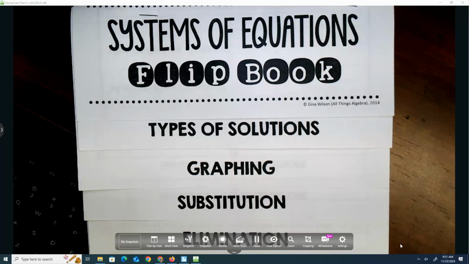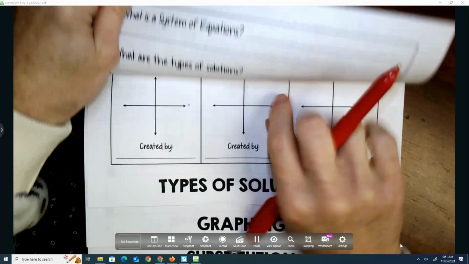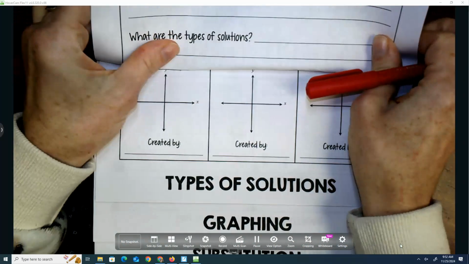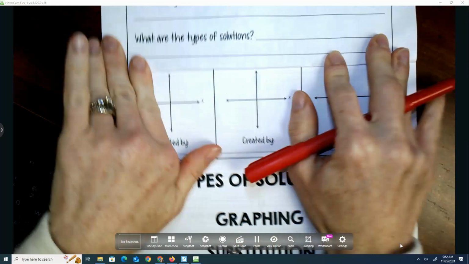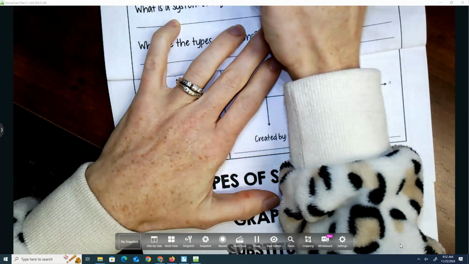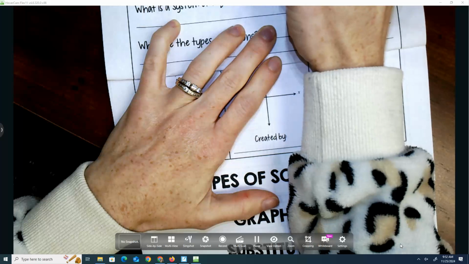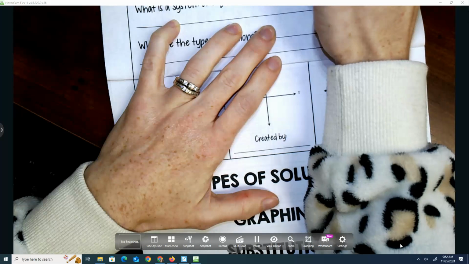Strategies we have for solving systems of equations. So first, let's refresh what a system of equations is. It's just two or more equations.